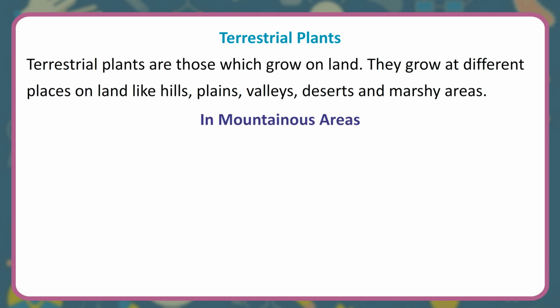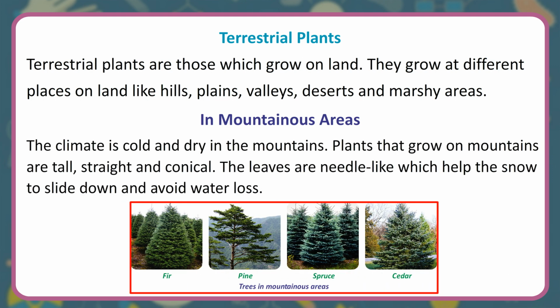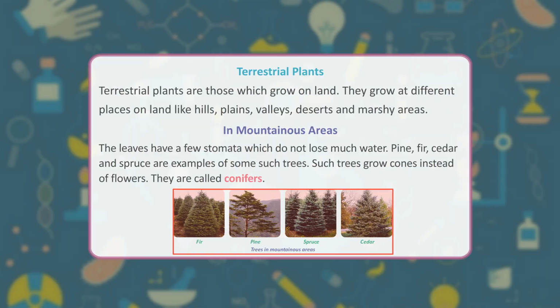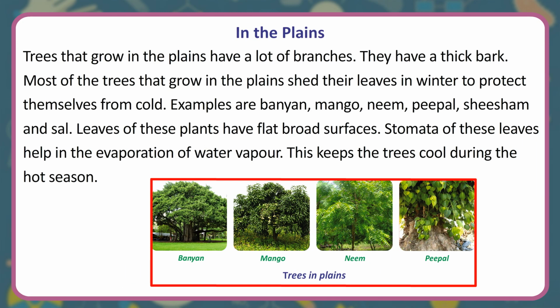In mountainous areas, the climate is cold and dry. Plants that grow on mountains are tall, straight and conical. The leaves are needle-like, which helps the snow to slide down and avoid water loss. The leaves have a few stomata, which do not lose much water. Pine, fir, cedar and spruce are examples of some such trees. Such trees grow cones instead of flowers. They are called conifers.